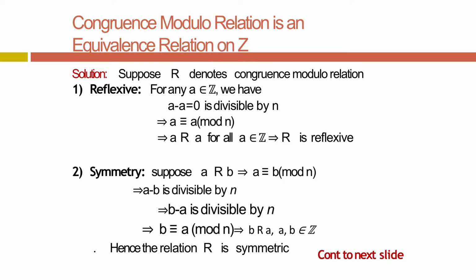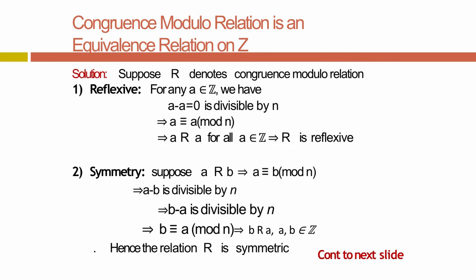So, the relation R is reflexive. Next is symmetry. For symmetry, we have to take A R B, that means A is related to B, and we will show B related to A. A R B means A is congruent to B mod n.